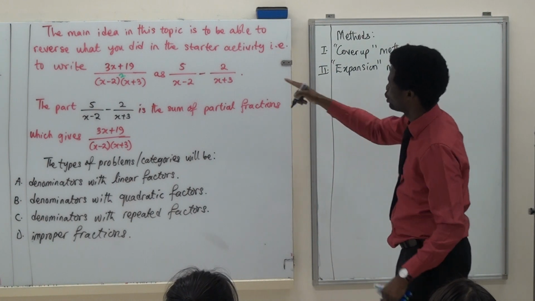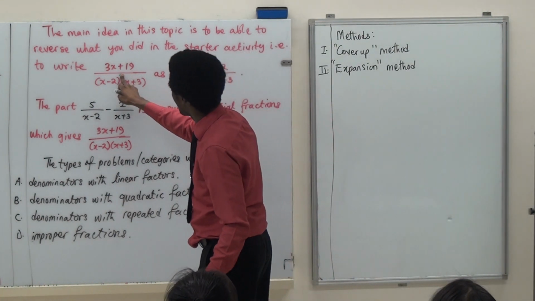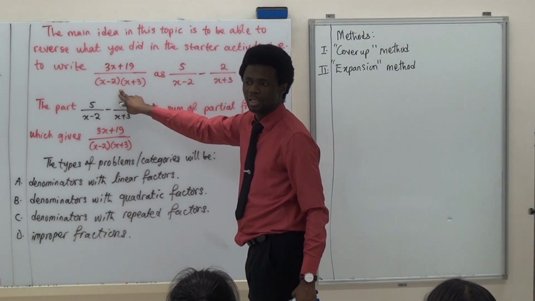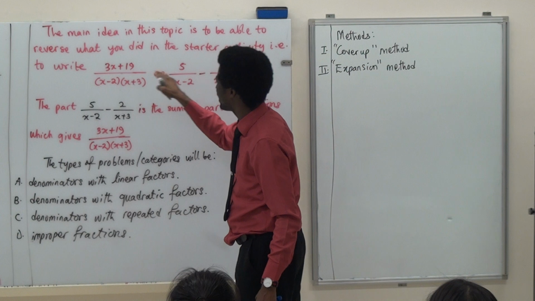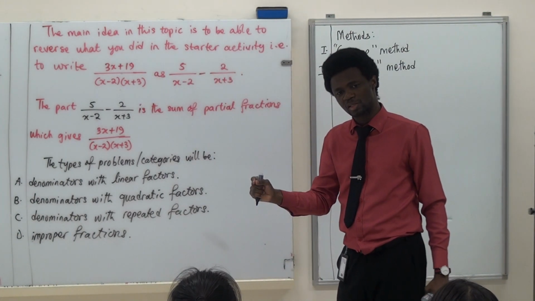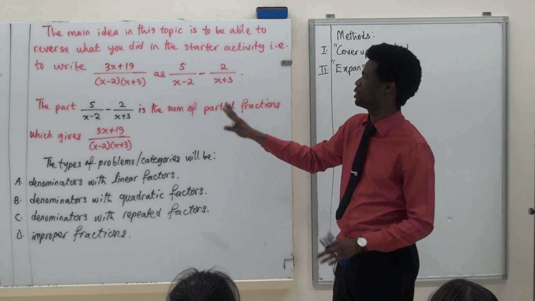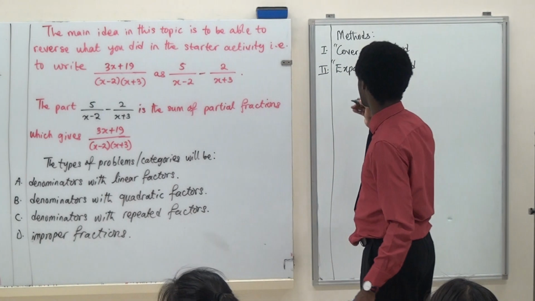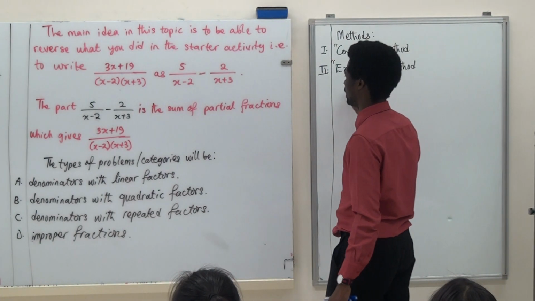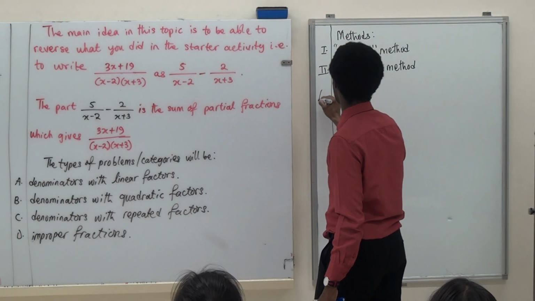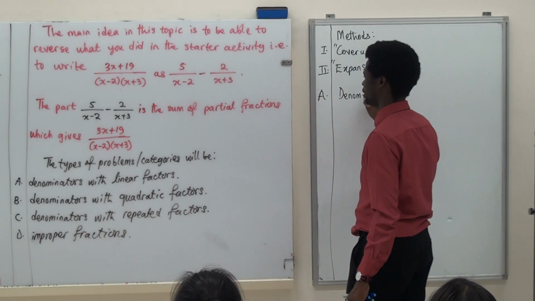Now, I'll quickly show you. You have done this to get this. Now let's see how we can put this back in this form. When we come tomorrow again, I'll take maybe one or two other examples and you practice the whole of tomorrow on this one, so you can also understand better. So let's see. The first category, the A part now, denominators with linear factors.